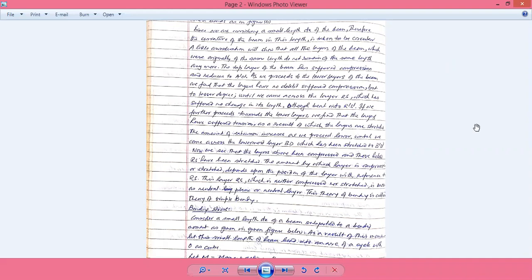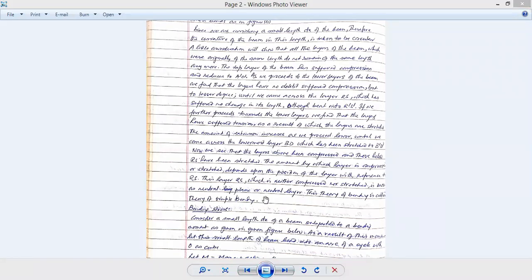Now you see the layers above a particular line RS are being compressed, and the layers below the line RS are stressed in tension. But this layer RS, which has neither compression nor tension, where no stress exists at all, is defined as the neutral plane or neutral layer.